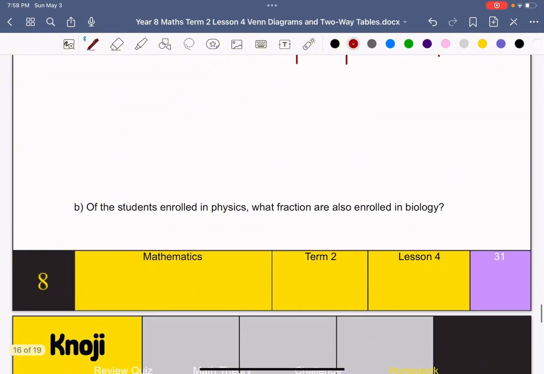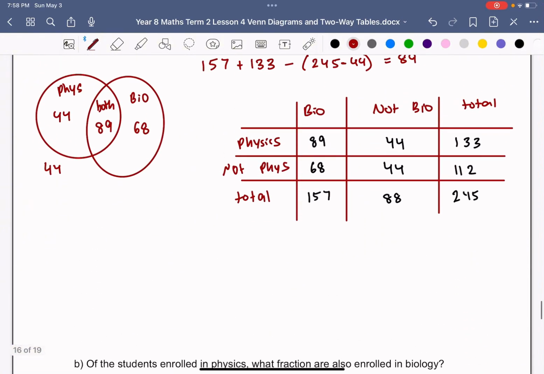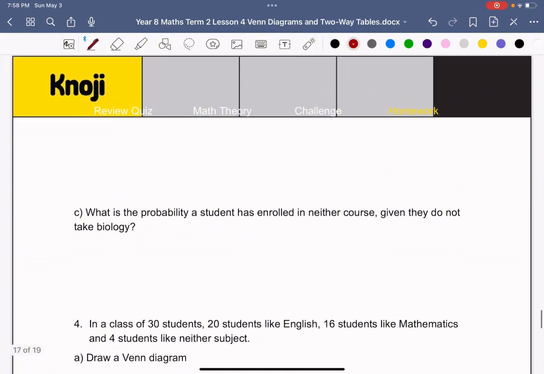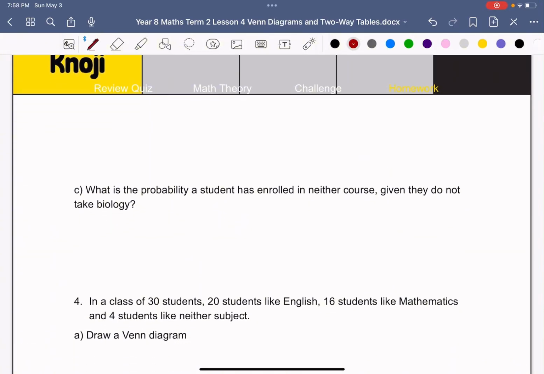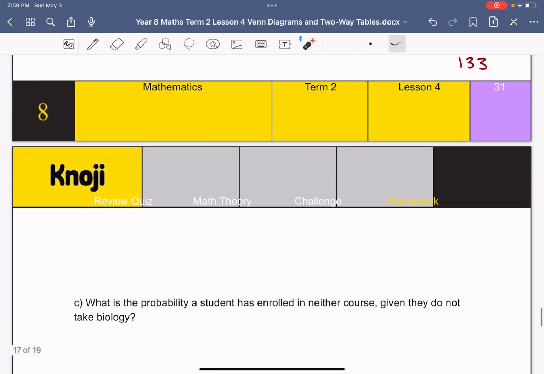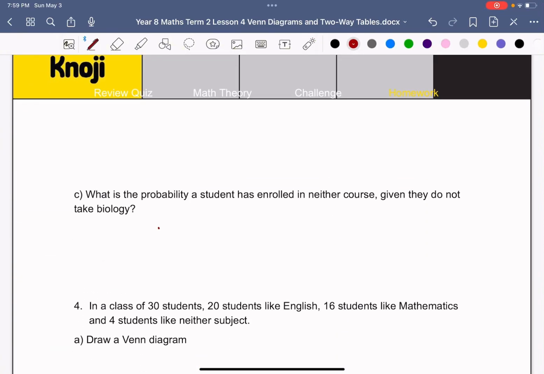Now, of the students enrolled in physics, so enrolled in physics was 133, what fraction are also enrolled in bio? So that would be 89. Now, what is the probability that a student has enrolled in neither course given that they do not take biology? Out of the students that do not take bio, which is 88, the amount that have not enrolled in either course is 44. So we would write 44 over 88, which gives me a total probability of a half.